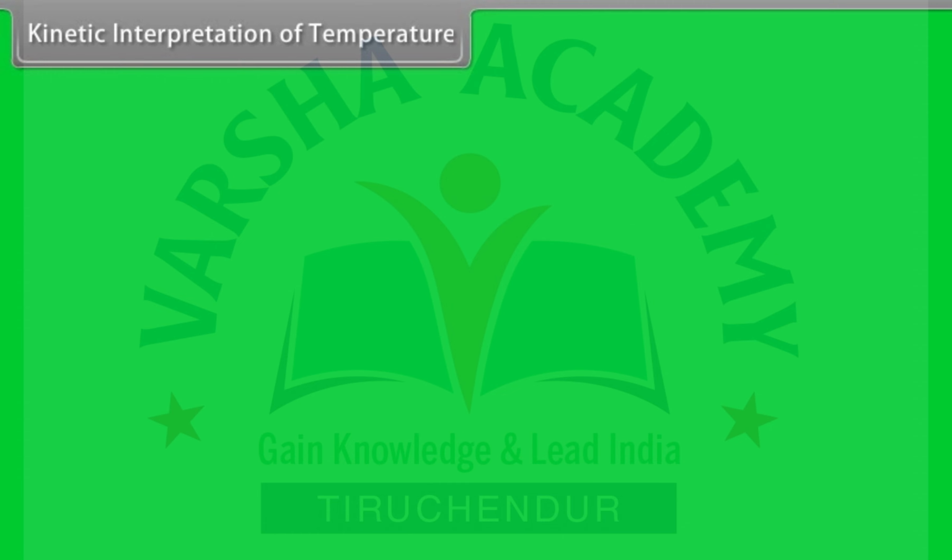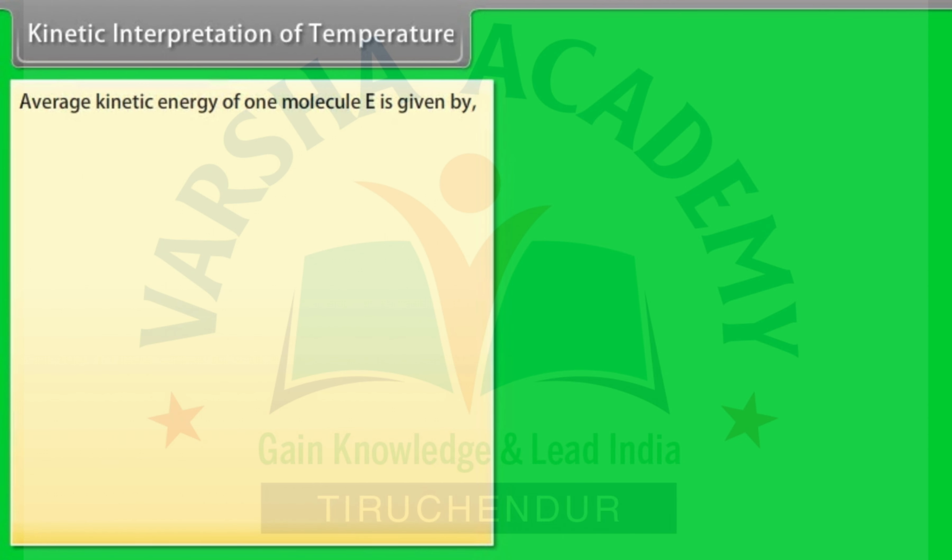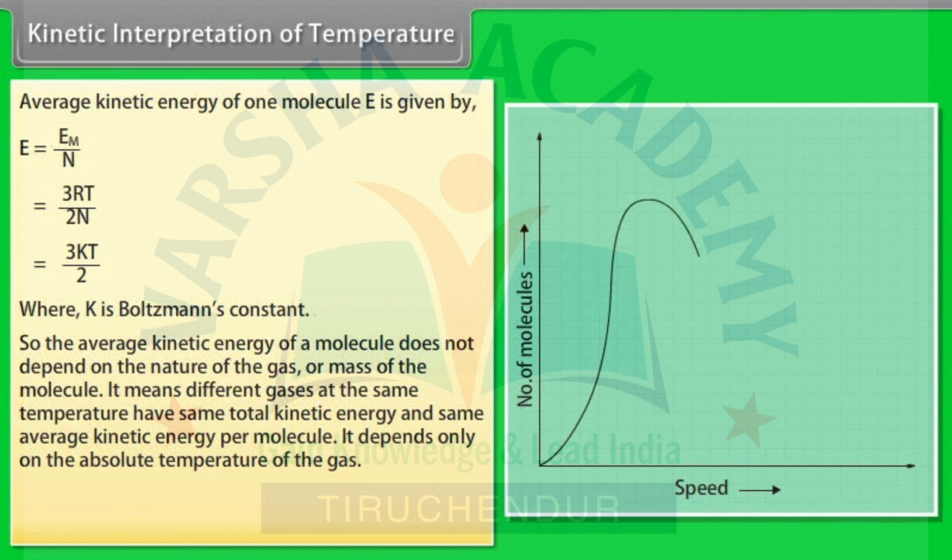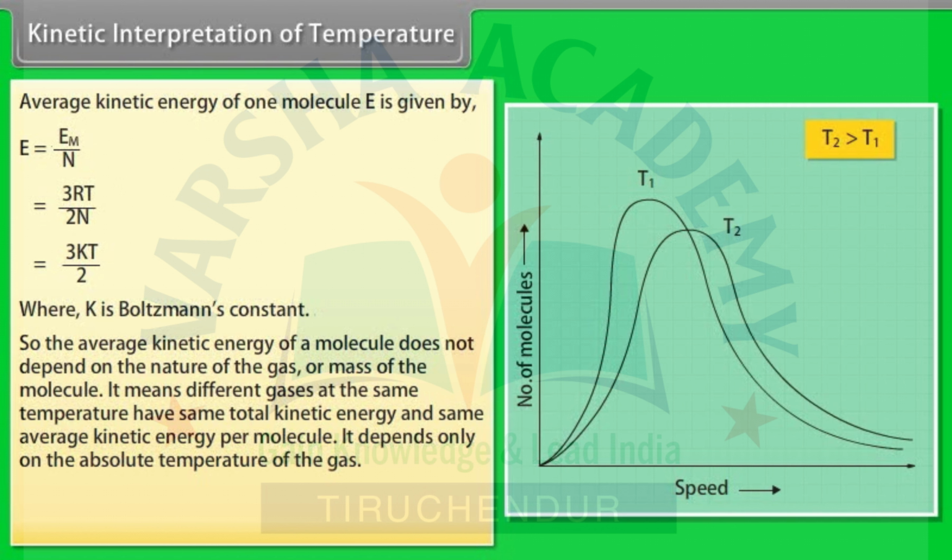Kinetic interpretation of temperature. Average kinetic energy of one molecule E is given by E is equal to Em upon N is equal to 3RT upon 2N is equal to 3kT by 2, where k is Boltzmann's constant. So, the average kinetic energy of a molecule does not depend on the nature of the gas or mass of the molecule. It means different gases at the same temperature have same total kinetic energy and same average kinetic energy per molecule. It depends only on the absolute temperature of the gas.